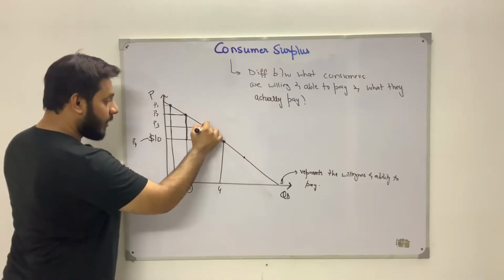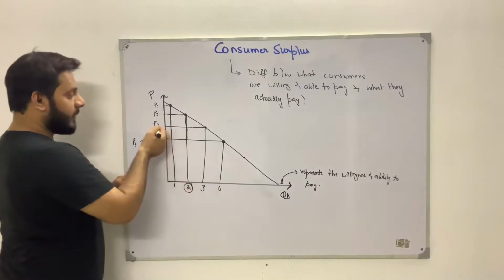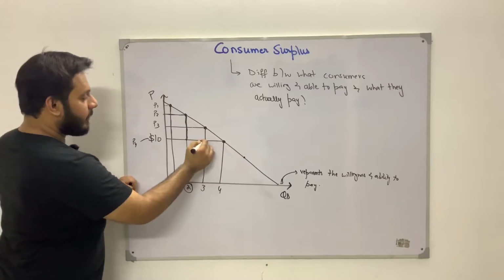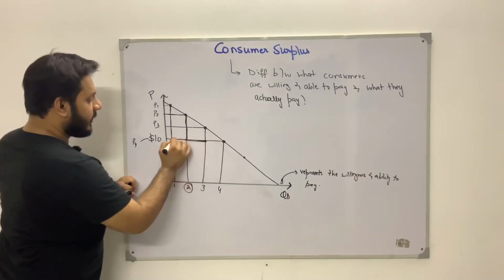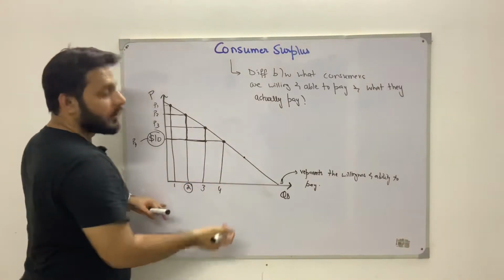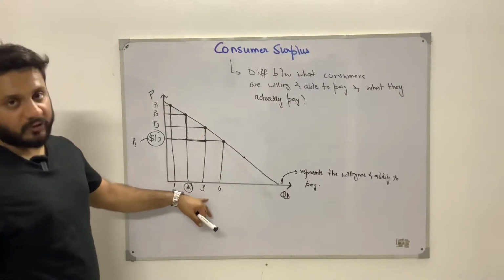And for the third chocolate, he's willing to pay P3, but he ends up paying only $10, right? Because at this point, you can see that the market price is $10. So again, the vertical distance becomes the consumer surplus for the third chocolate, right?